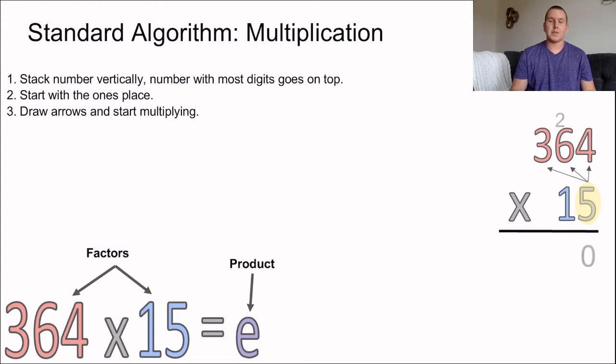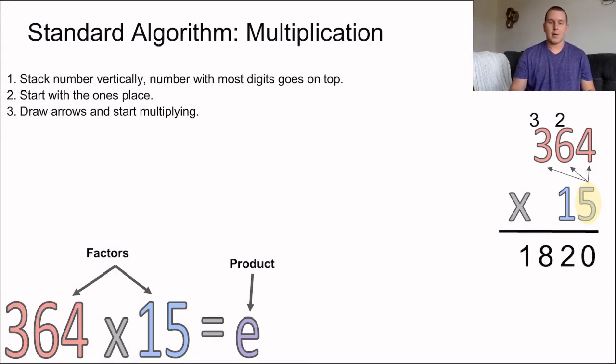So we'll start with the ones place to the ones place. 5 times 4 will give us 20. So we'll put the 0 underneath and we'll carry the 2 over for our next set of multiplication. Then we'll look at 5 times 6. That would get us 30, but we're going to add that 2 that we carried over to give us 32. And we'll carry the 3 over to the next multiplication. The last step will be 5 times 3, which gives us 15, plus 3 will give us 18. And since we don't have any more multiplying to do, we can just write 18 underneath.